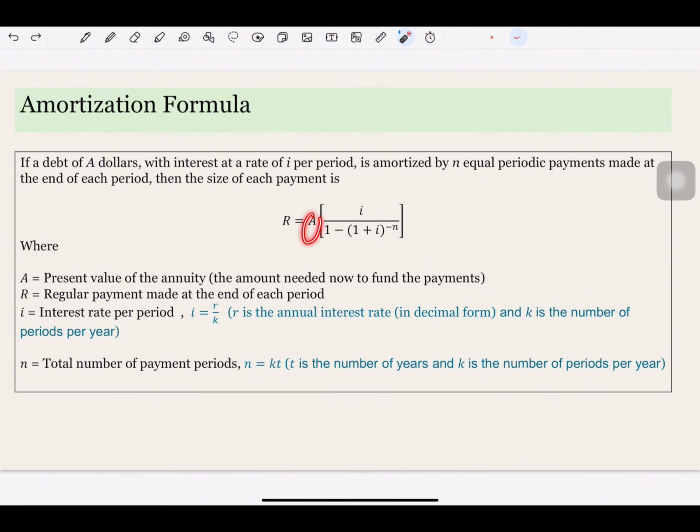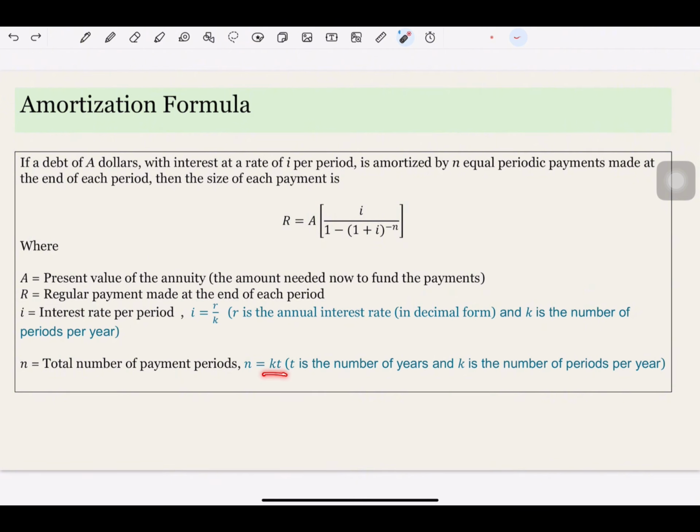And A represents the loan amount, or the present value of the annuity. And here, i represents the interest rate per period. To get the interest rate per period, you have to divide r by k. So r gives you the annual interest rate in decimal, and k gives you the number of compounding periods per year. And n represents the total number of payment periods. To get that value, you have to take the product of k and t.